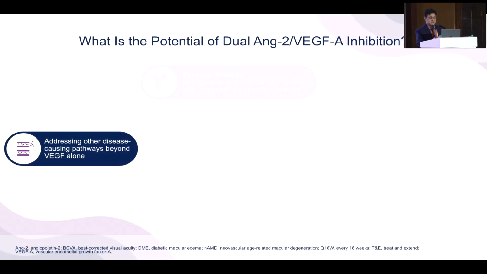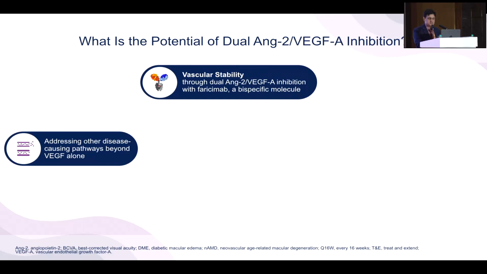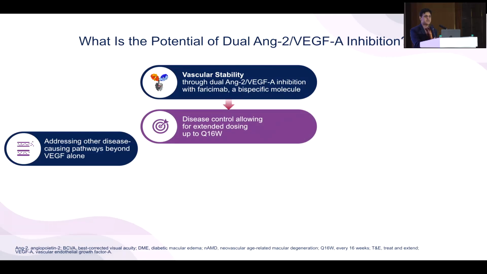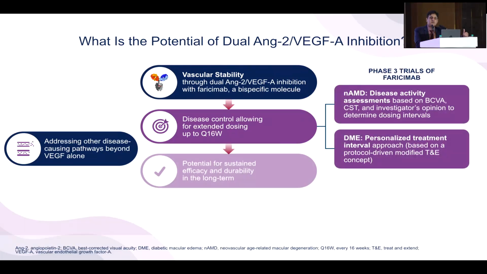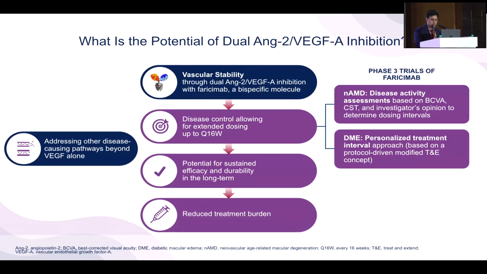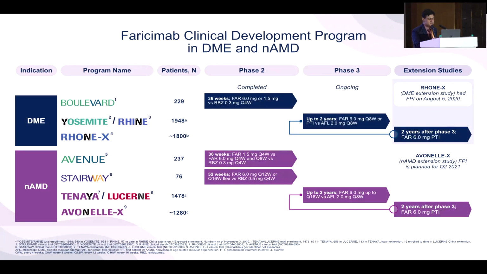So what is the potential benefit of this dual inhibition? It leads to vascular stability, as I said. It reduces the inflammation. This has been shown in phase 3 trials in both DME and AMD. I'll just summarize those trials. And this leads to a much greater possibility of increasing the duration of the treatment and decreasing the number of injections, as well as decreasing the overall treatment burden on the patient. So these are the clinical trials.